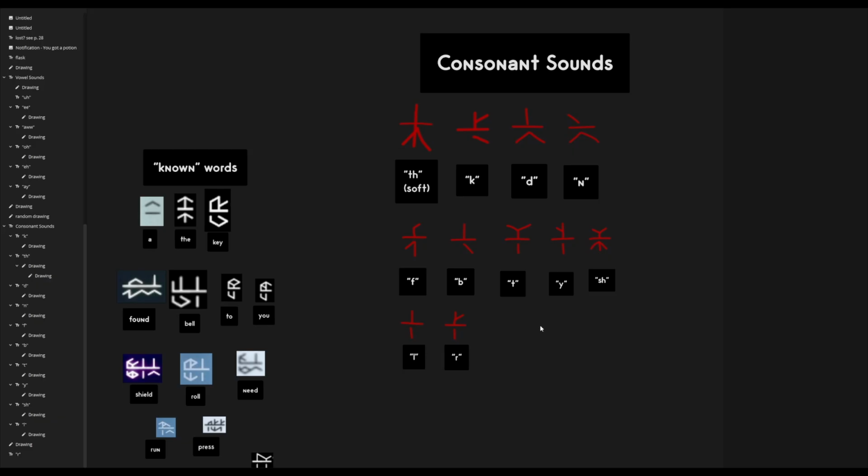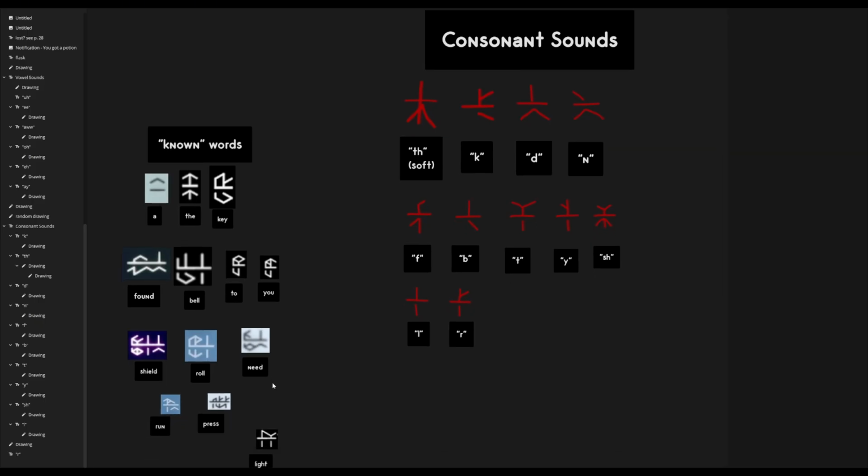N. So, do I have an N already? Let's double check this then. Yep, that's an N. That's an E. And that's a D. I spelled it right. R. Run.